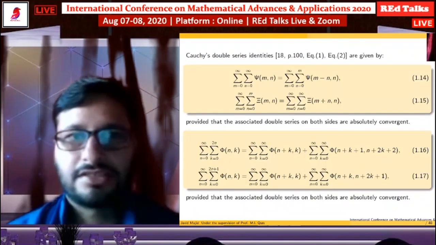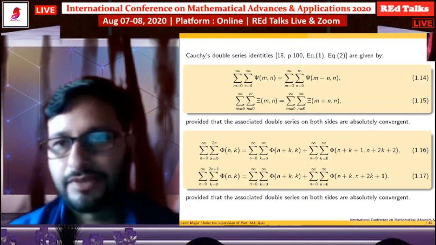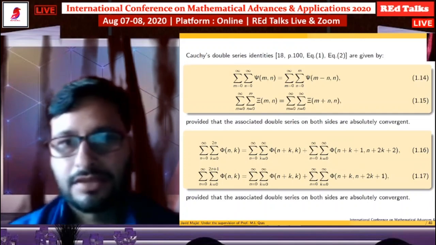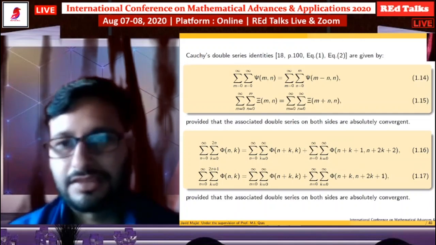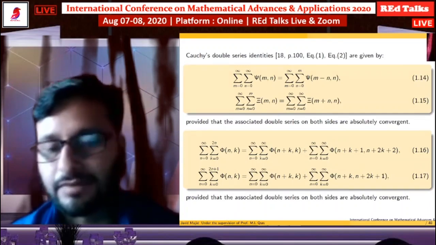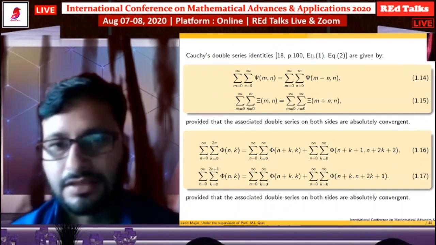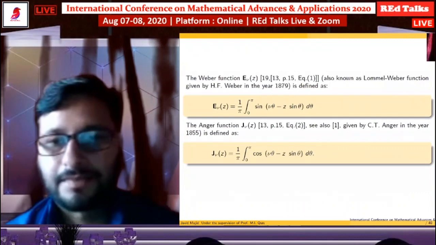And Cauchy's double series identities are given by 1.14 and 1.15, and another two double series 1.16 and 1.17, which are absolutely convergent.